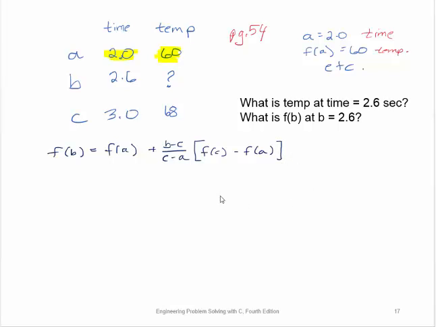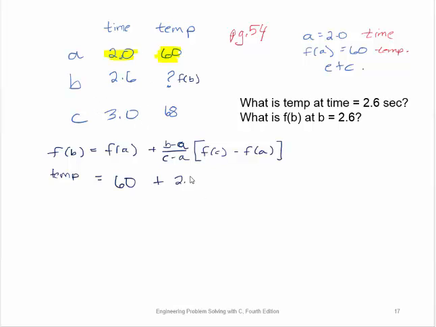So it looks kind of like an ugly equation, but let's just look at how it works. So f of B is right here. This is the thing that we don't know, f of B. So I'm just going to say temp equals, so f of A is 60 degrees plus, so B minus A, I wrote it wrong, B minus A.